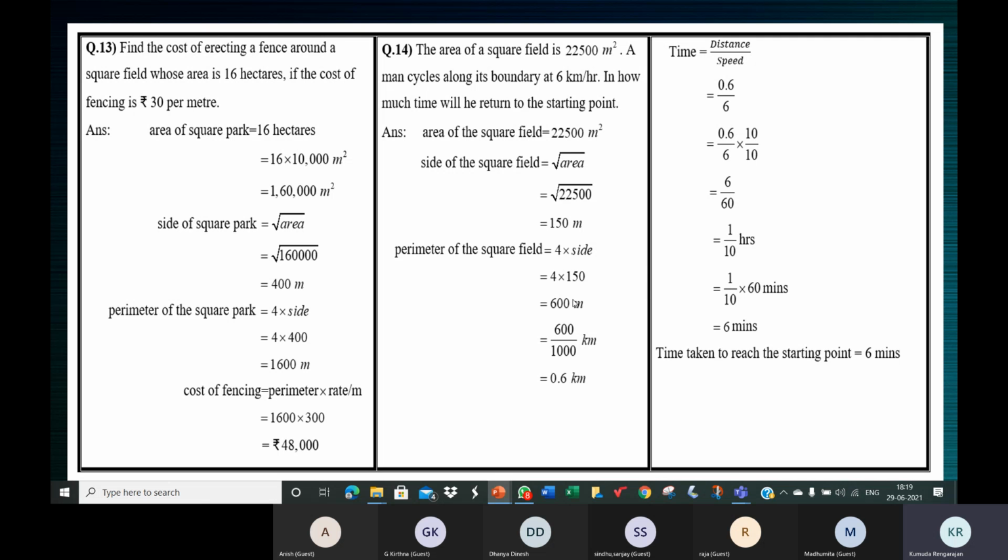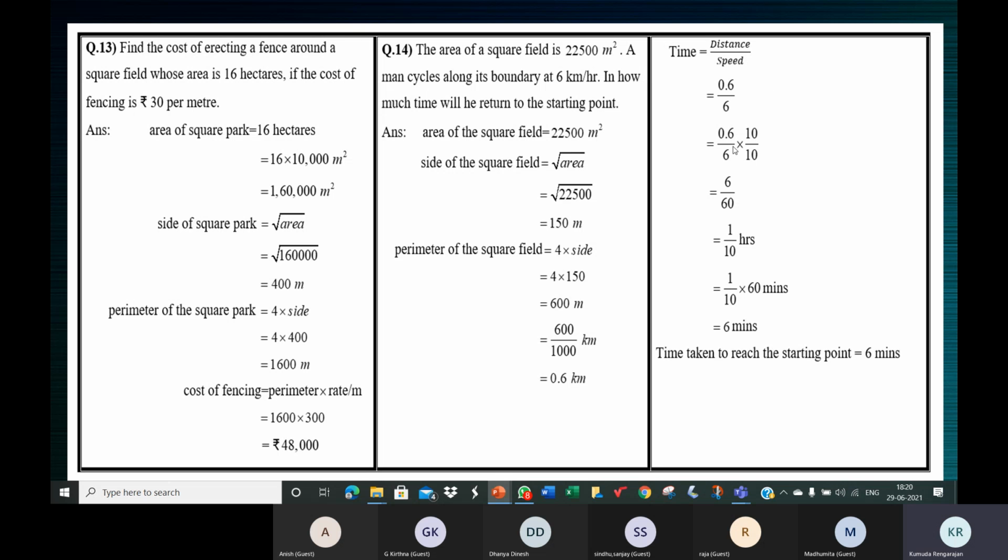Now, why do we convert that 600 meters to kilometers? Because the speed is given in kilometer per hour. So we convert meter to kilometer like this. Now use the formula: time is equal to distance by speed. And we know that the distance is 0.6 kilometers by speed, which is given to be 6 kilometers per hour. Speed is in kilometer per hour, so you should have distance also in kilometer.